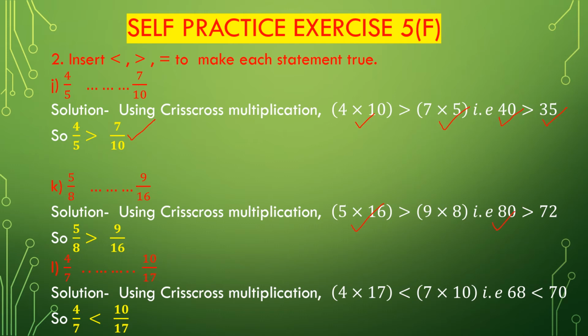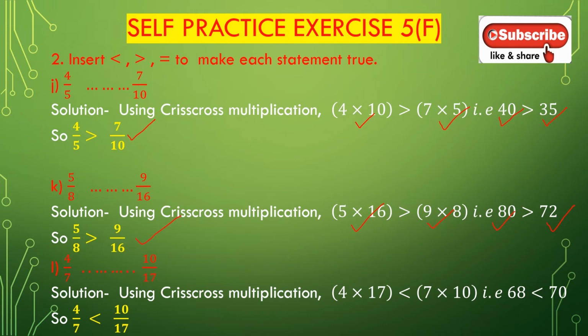And multiply the numerator of the fraction 9/16 with the denominator of the fraction 5/8, that is multiply numerator 9 with the denominator 8. 9 multiplied with 8 is 72. So 80 is greater than 72. So 5/8 is greater than 9/16.